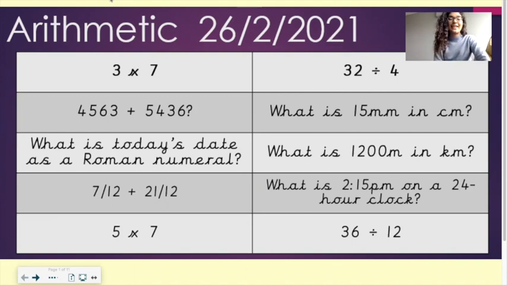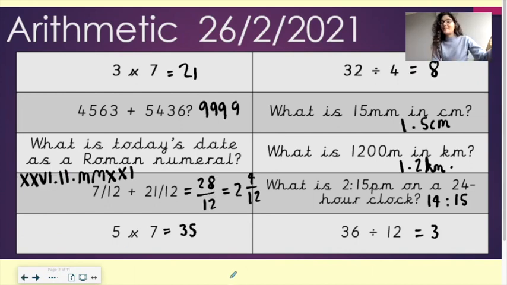The arithmetic is the following. 3 times 7. 4,563 plus 5,436. What is today's date as a Roman numeral? 7 twelfths plus 21 twelfths. 5 times 7. 32 divided by 4. What is 15 millimeters in centimeters? What is 1,200 meters in kilometers? What is 2:15 p.m. on a 24-hour clock? And 36 divided by 12.